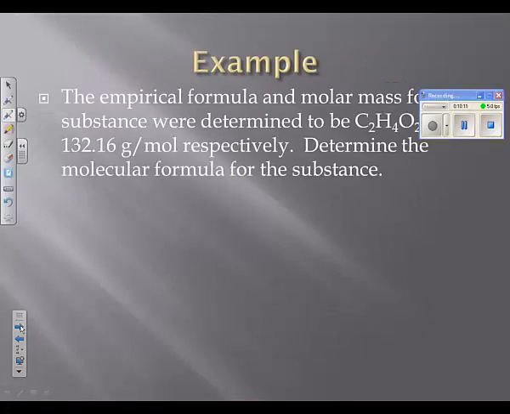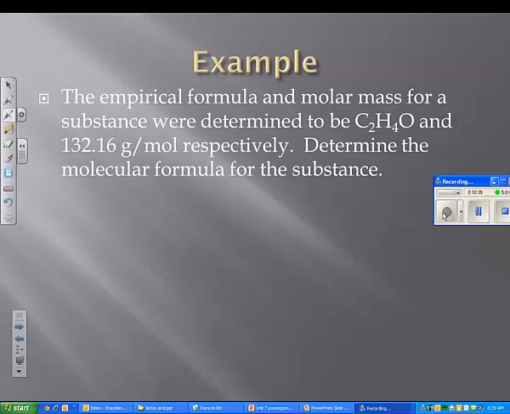So here's our practice problem. So now I have an empirical formula, C2H4O, and a molar mass of 132.16. Determine the molecular formula. Okay, so first thing we got to do is find the molar mass for our empirical formula. C2H4O gets the molar mass of 44.06. So now we do the molar mass of the molecular formula over the molar mass of the empirical formula.